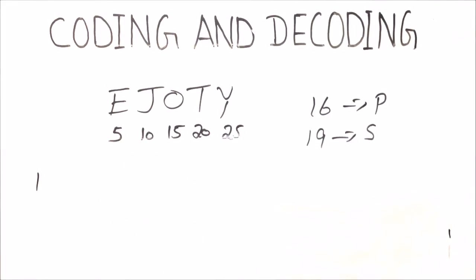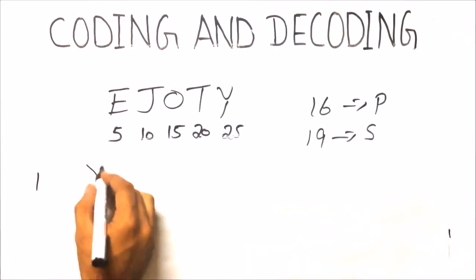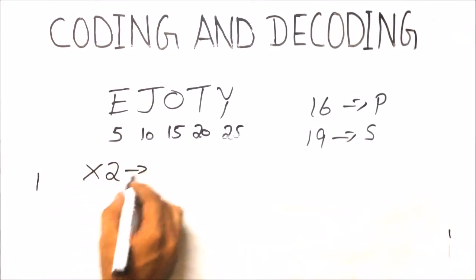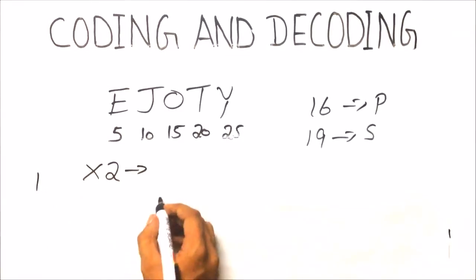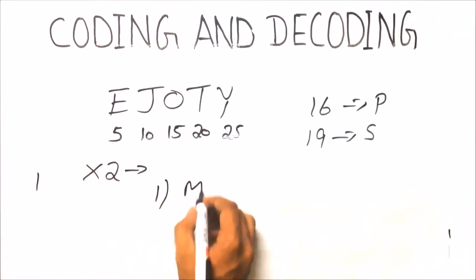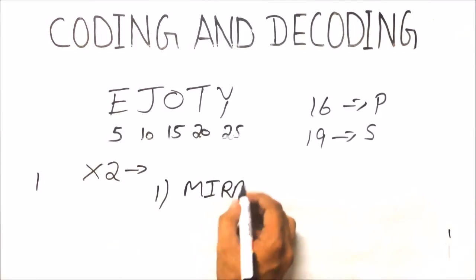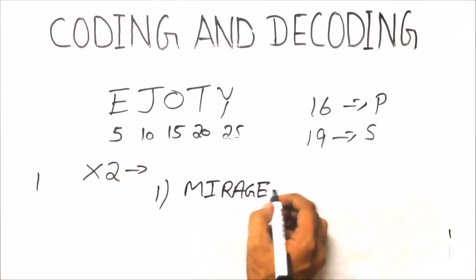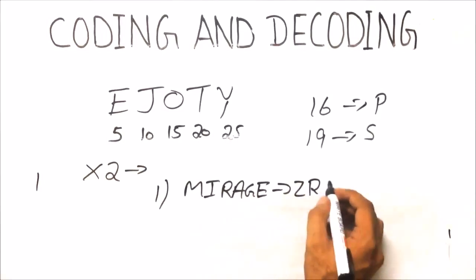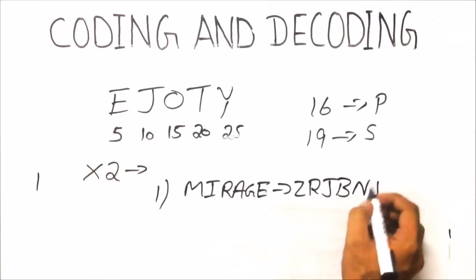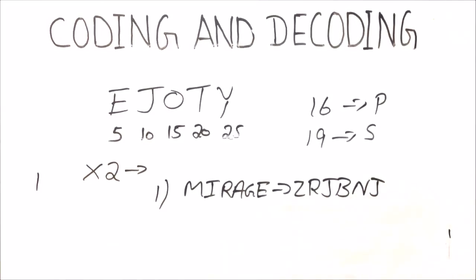Now after studying the repetition pattern and the addition subtraction pattern, here we come to our next pattern, which is the multiplication by 2 pattern. In this pattern, I'll give you one question. The word is mirage, M-I-R-A-G-E, and the code for the word is ZRJBNJ. Now this pattern is completely different from the previous 2 patterns that we have already done.